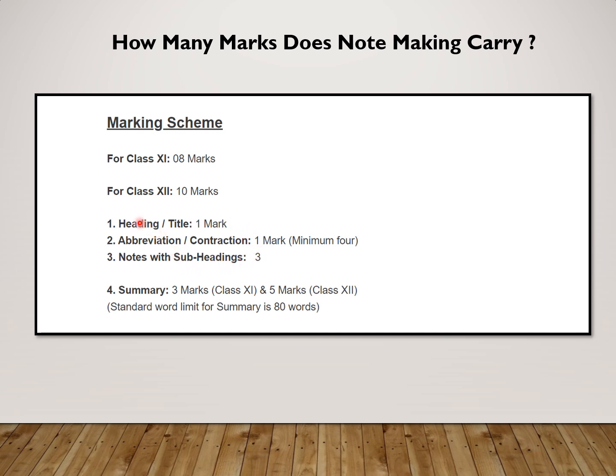Now, when it is class 11, the summary is for 3 marks. That is why it makes it 8 marks. And in class 12, the notes you make carry the same marks, but the marks for the summary are 5. That's why it makes it 10 marks for class 12. The standard word limit for any summary is 80 words.